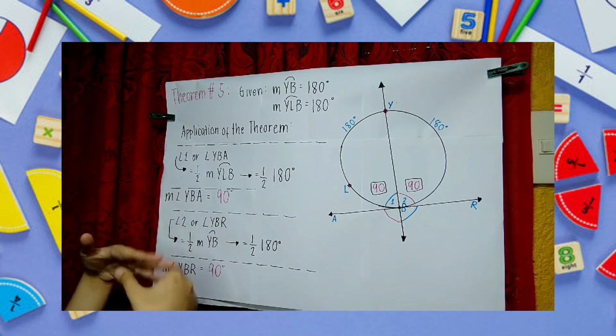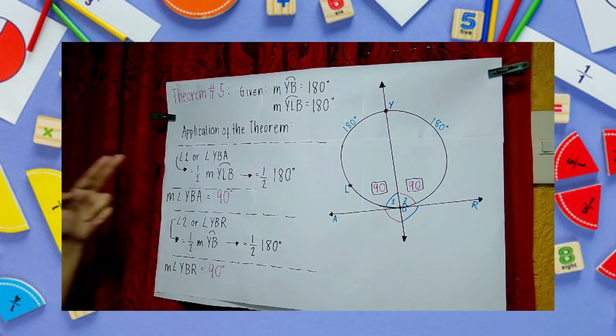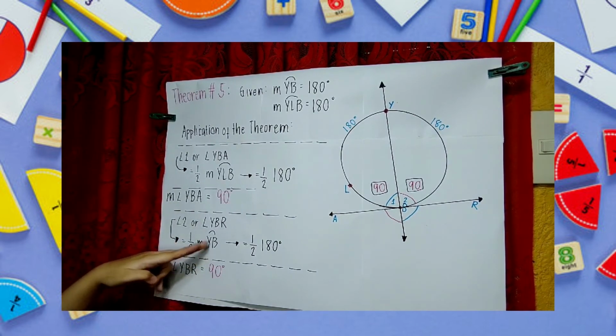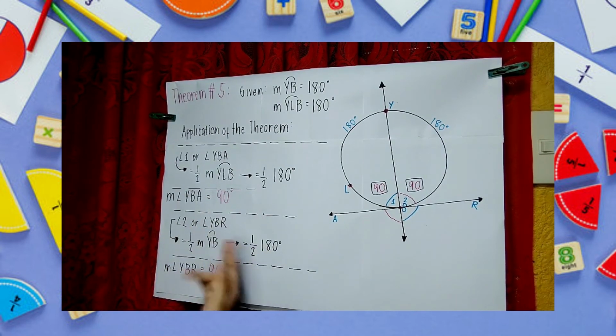Just like what we did in the first example, we're also going to find the measure of arc YB and divide it by 2, which is also 180 degrees divided by 2, which will also be equal to 90 degrees. I made this example very easy because if I make it complicated, it will be hard for students like me to understand this fifth theorem.